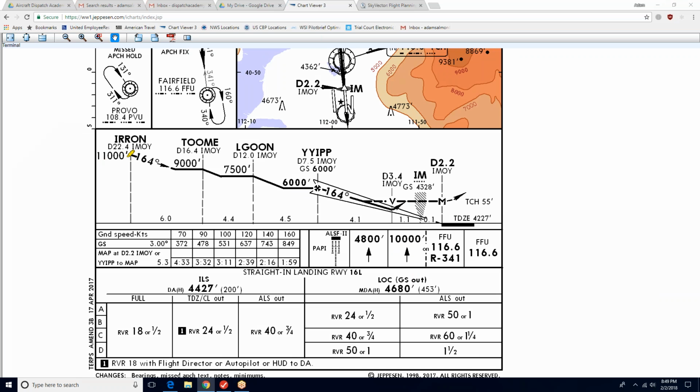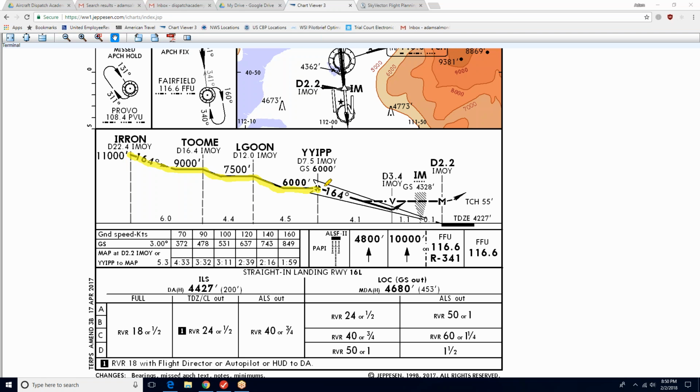So over here, you intercept that iron intersection, so you can kind of see you're flying down, you get down to 9,000 feet, you level off, and then you descend down to 7,500 feet, level off, and go through the lagoon intersection. So it's kind of a step down. You start out at 11,000, now 9,000, 7,500, and then from there you go down to 6,000 feet, which is that final altitude at which you level off.